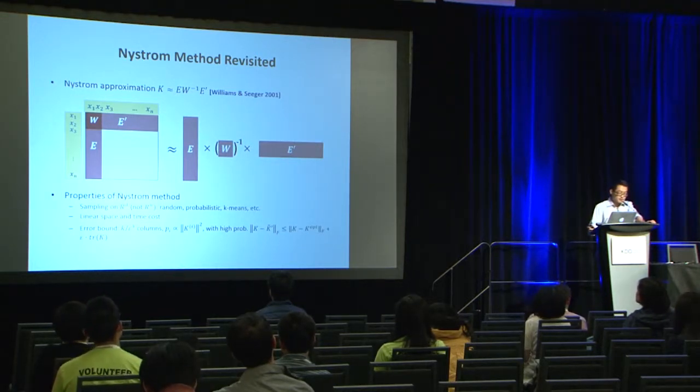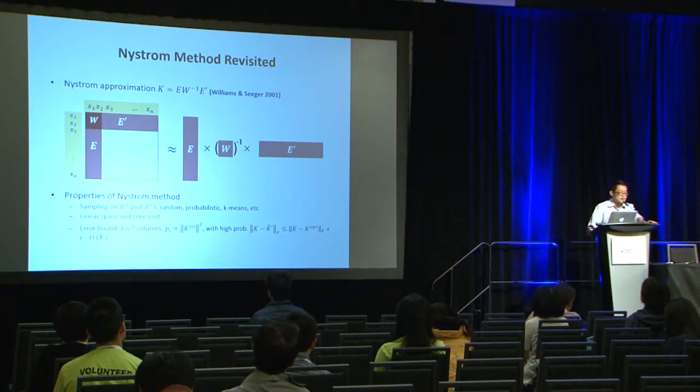The nice thing about the Nystrom method is that instead of performing sampling on this n by n kernel matrix, it can perform sampling simply on the n by d data, which is much cheaper, with basically linear time and space complexities. Different sampling schemes have been studied in the literature. And here is a probabilistic error bound.